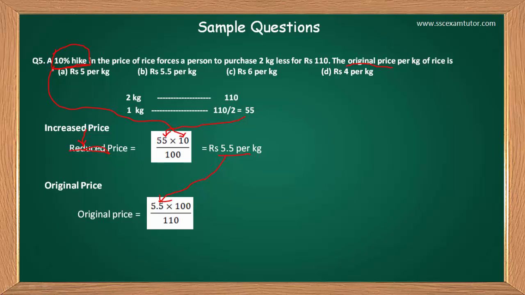Let me explain. If you have 100 rupees at the beginning and you got a 10% hike, you will be left with 110 after that. So this is the 110 I have used. So on solving it you will get rupees 5 per kg, that is the answer.